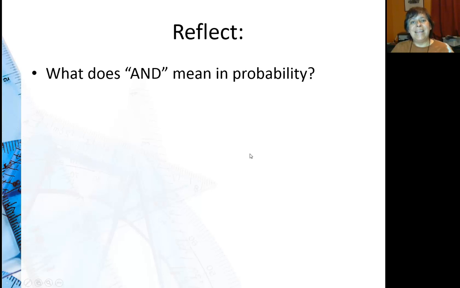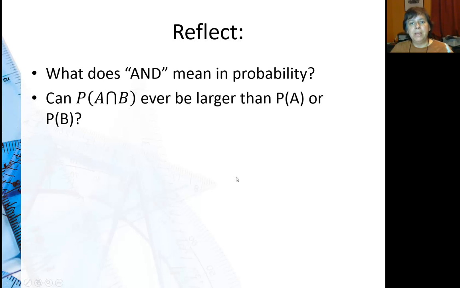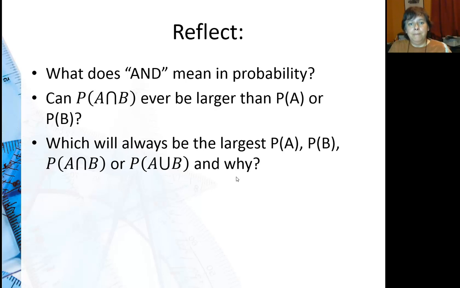So what does and mean in probability? Can the probability of A and B, the intersection of A and B, ever be larger than the probability of A or B? I have the feeling that a lot of times people are going to think the probability of A and B is going to be bigger, but that's not what the and means. It's an intersection. It's where they overlap. So it tends to be the smallest of the probabilities.